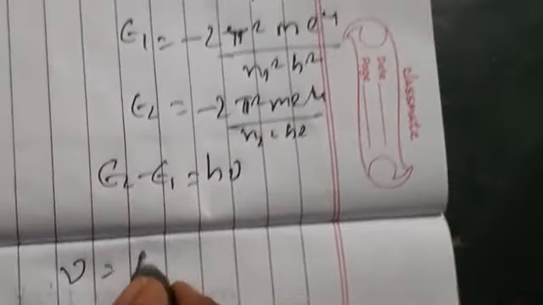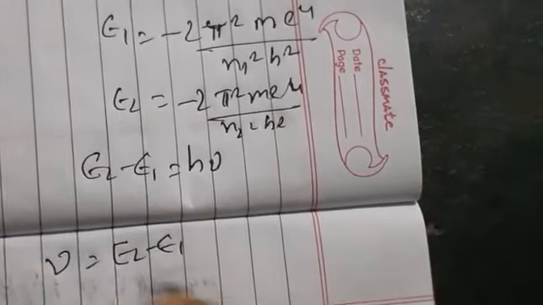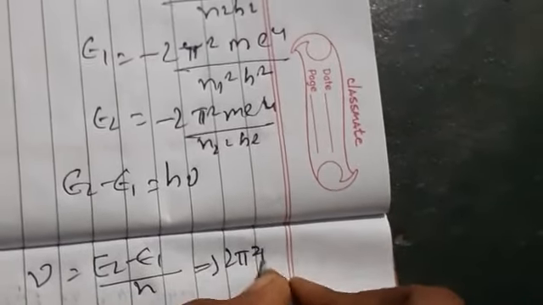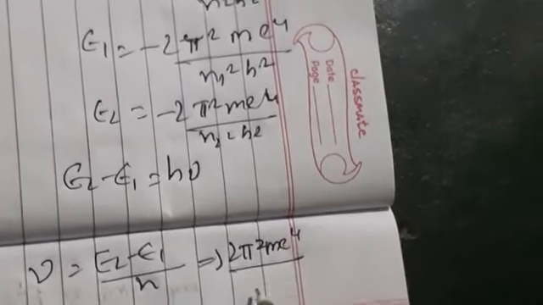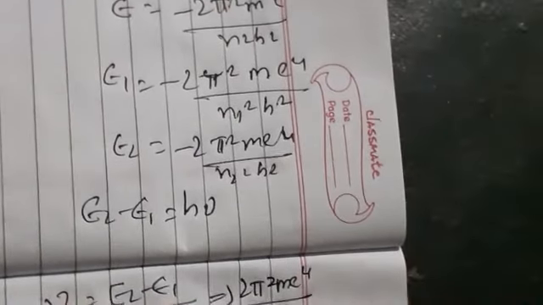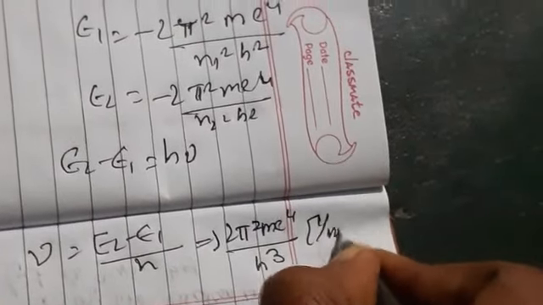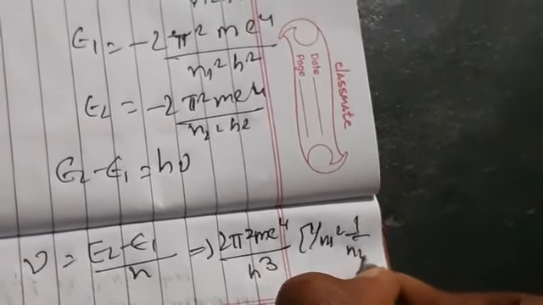where mu is equal to E2 minus E1 by h, then you get 2 pi square m e power 4 by h cube, h into h square is h cube, times 1 by n1 square minus 1 by n2 square. This is the value we are getting. So this is about frequency.